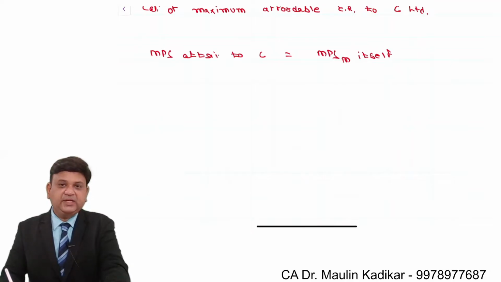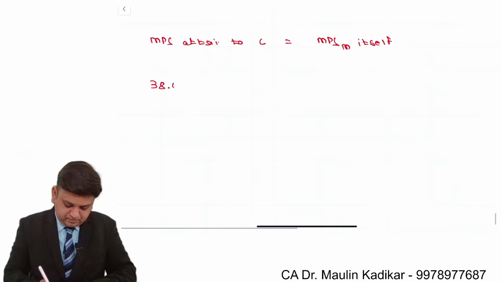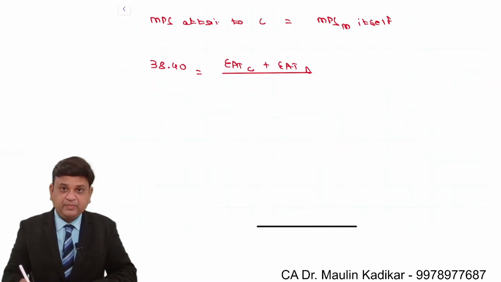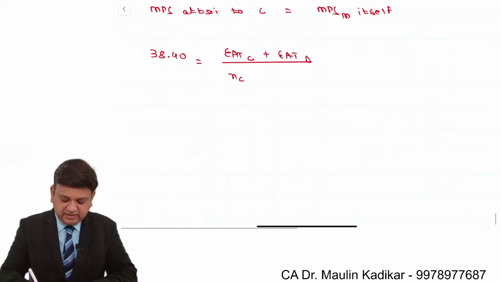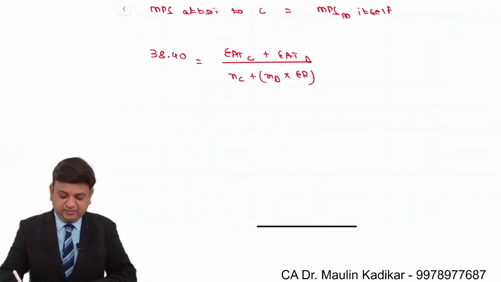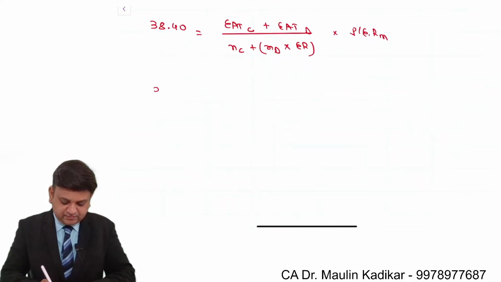Dear students, C Limited has MPS before merger of 38.4. MPS of the merged firm is calculated as earning after taxes of C plus earning after taxes of D, so this is the earning after taxes of the merged firm, divided by number of shares of C plus number of shares of D into exchange ratio. This will give us EPS of the merged firm multiplied with the price earning ratio of the merged firm. That's it. This is the way we are required to find the answer.